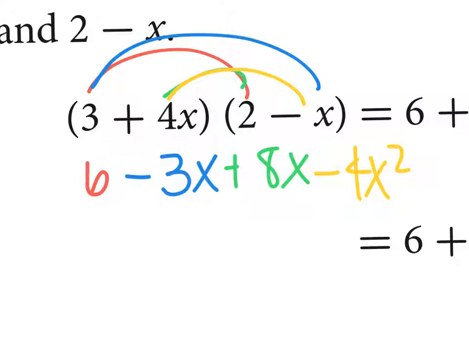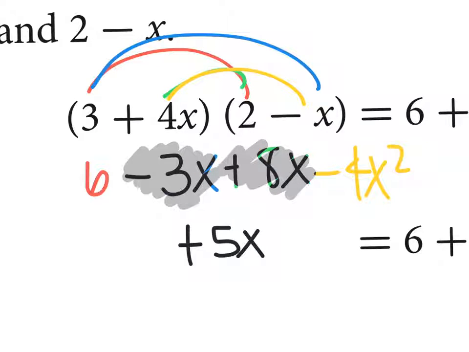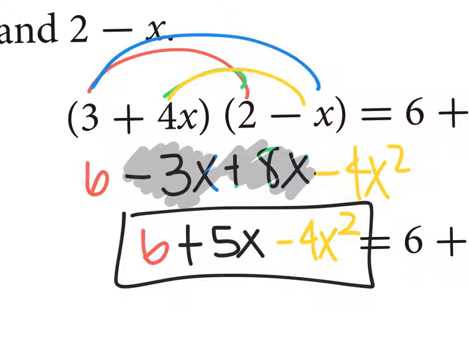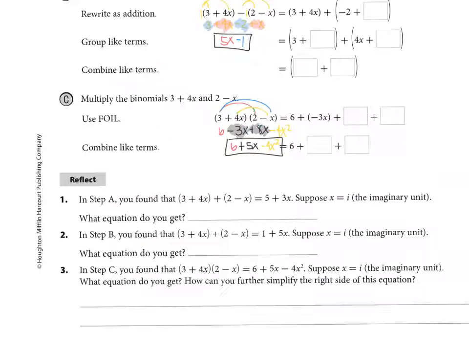And if I'm looking for my like terms, this negative 3x and this positive 8x can be combined together, which gives me a positive 5x. Then I can bring down that 6, and I can bring down that minus 4x squared. And this would be my final answer. So I was able to FOIL these two pieces together.